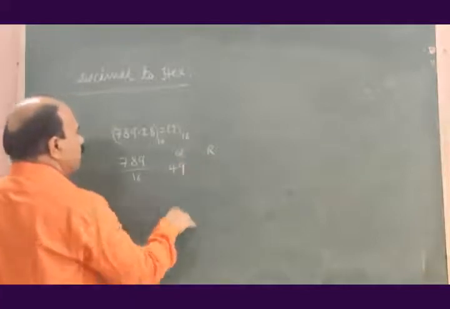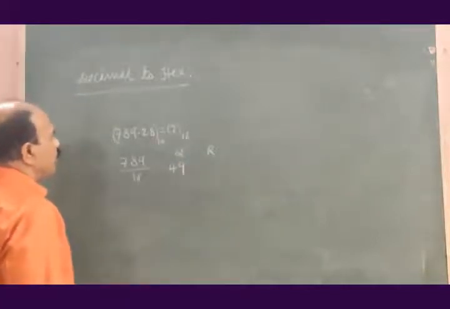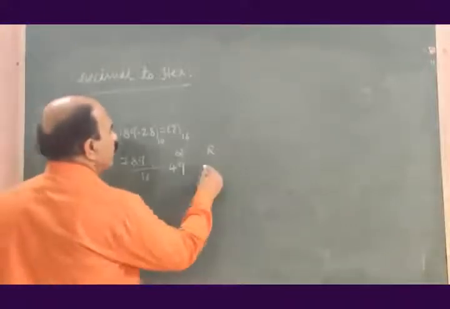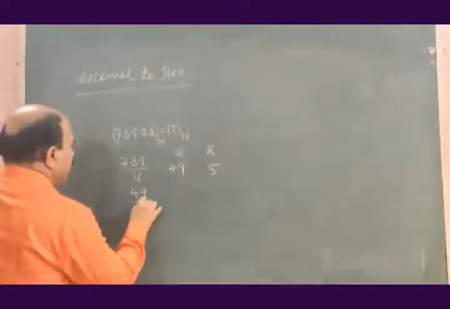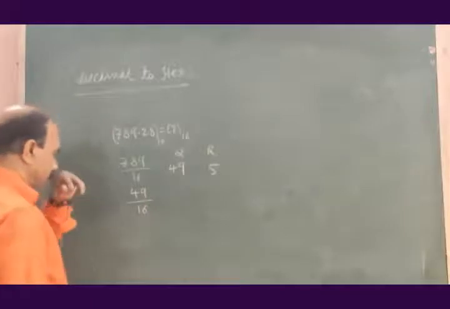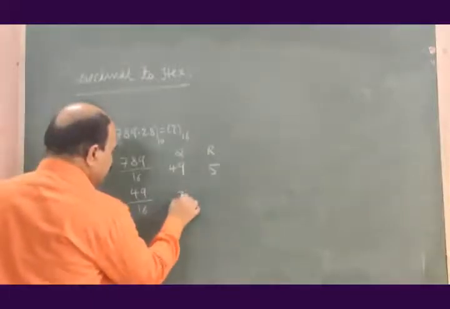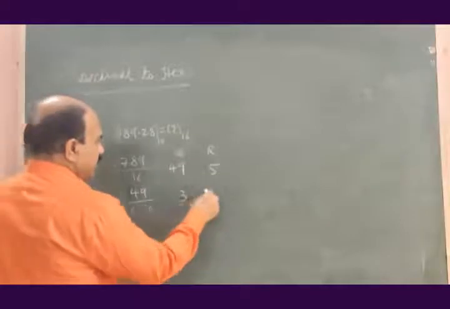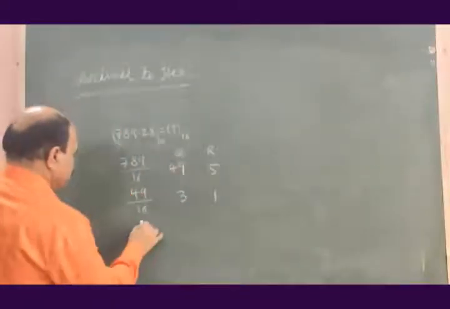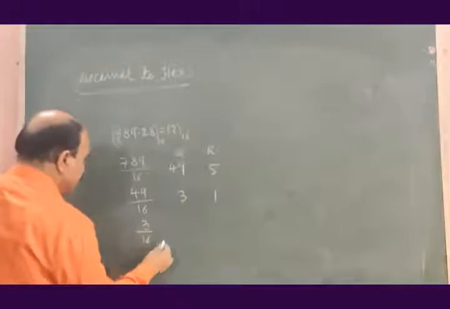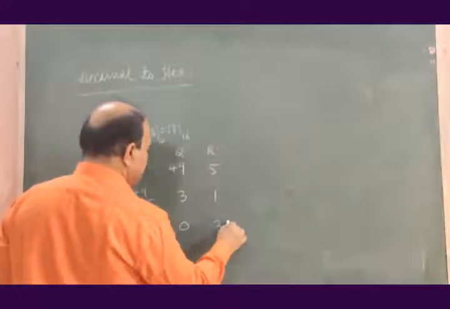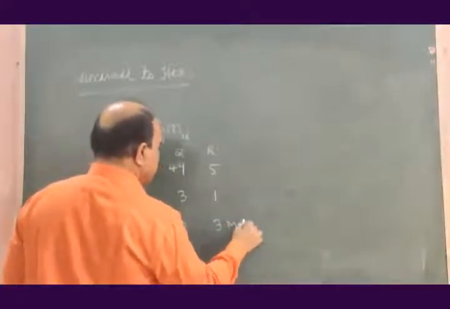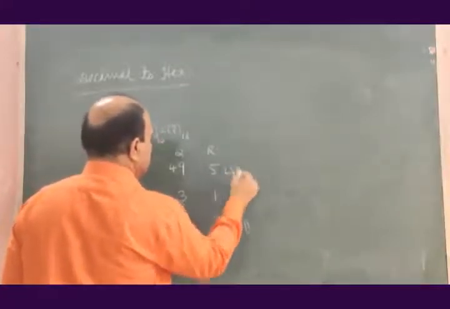16 9s are 144. 149 minus 144, 5 is left. Then 49 divided by 16. 16 3s are 48. Remainder is 1. 3 divided by 16. Quotient 0, remainder 3. This is MSD, this is LSD.